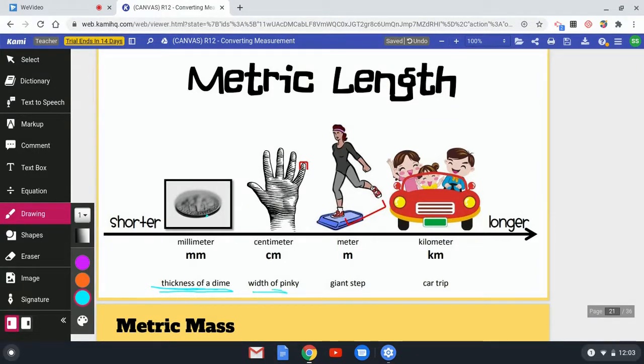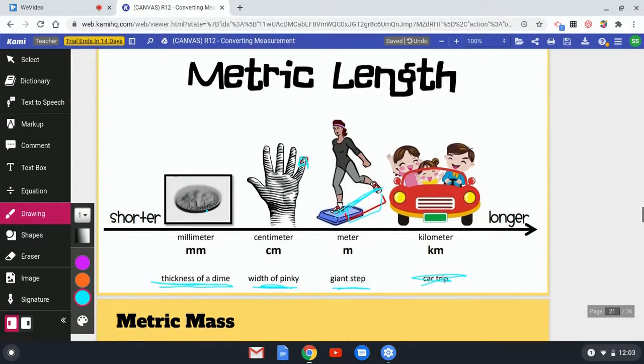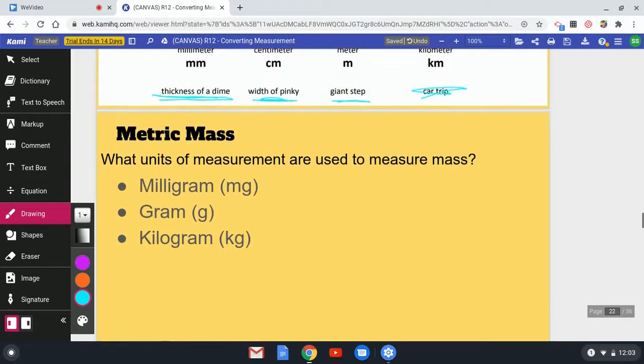A centimeter is about the width of your pinky. So if you held your pinky up and measured across your pinky, that's about a centimeter. A meter, similar to a yard, starting here at this foot, going to this foot, about a meter. Or you could go from your nose to your middle fingertip, stretching your arm all the way out. Then a kilometer is similar, not exactly the same, to a mile. So we would measure kilometers for driving cars.